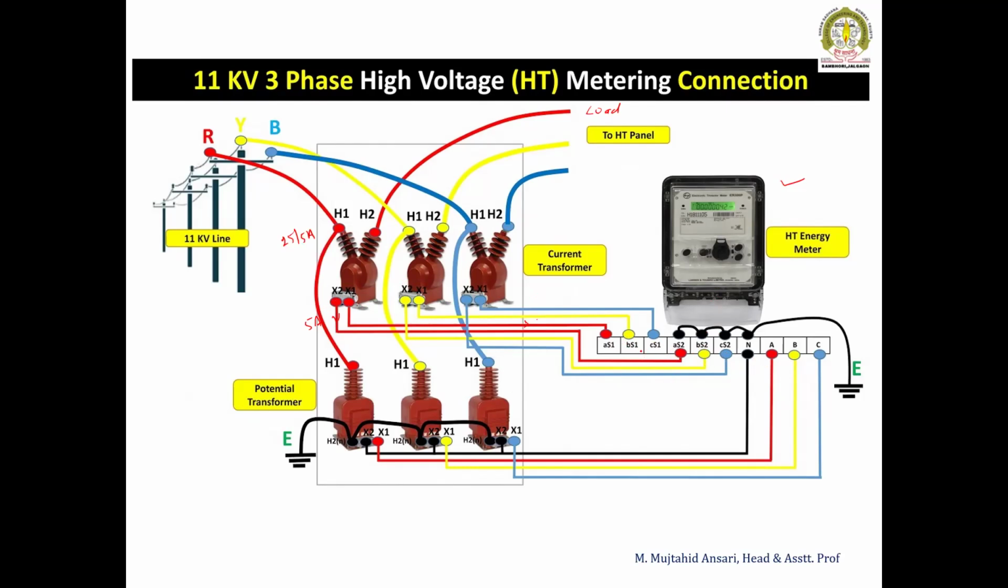So the energy meter is going to measure the current here. This is going to measure the voltage, and one is the earthing neutral point, and this is the common point. In this way, we can measure the power, or we can measure the energy, with the help of CT-PT in a high voltage circuit.